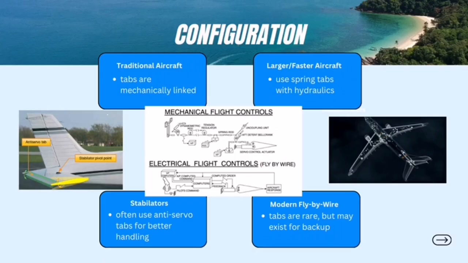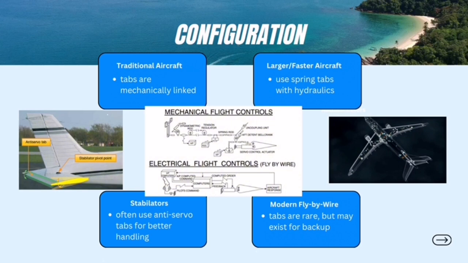Next, we got configuration of control force reducing devices. Let's look at how different aircraft use control force reducing devices. In older or smaller aircraft, like general aviation planes, the pilot moves control surfaces such as elevators, rudders, and ailerons using mechanical linkage such as cables, rods, and pulleys.